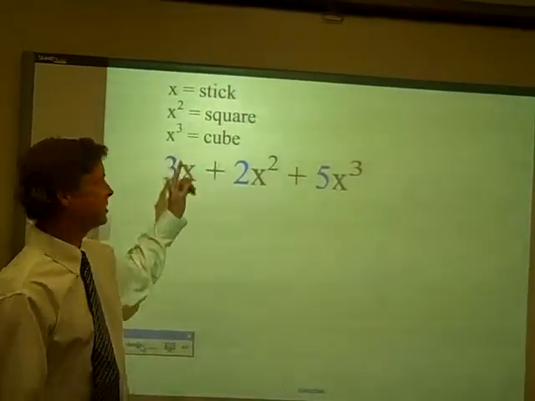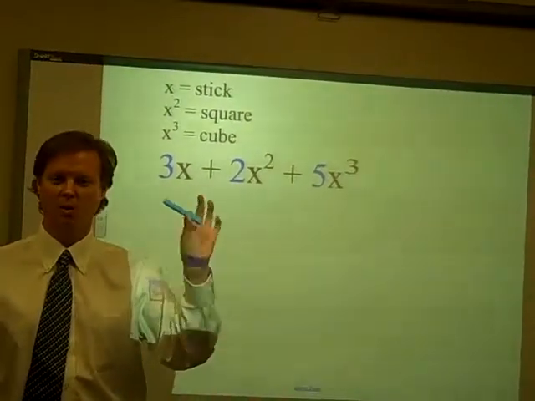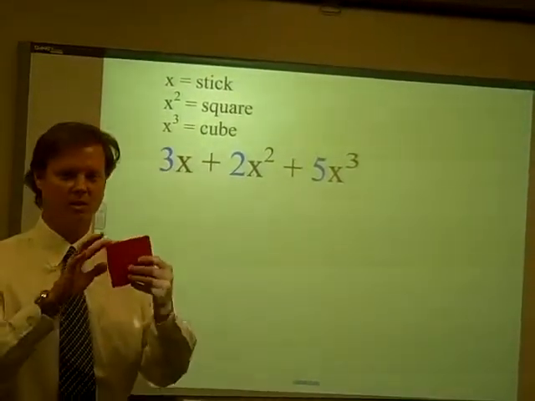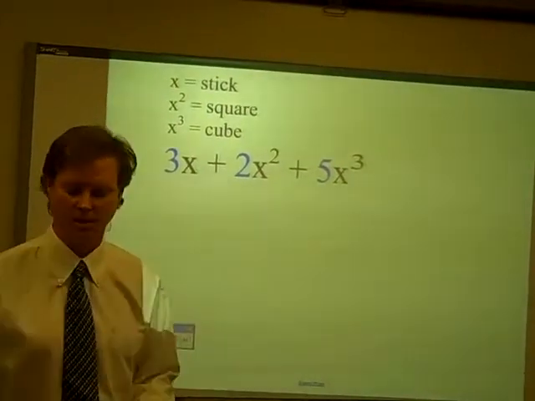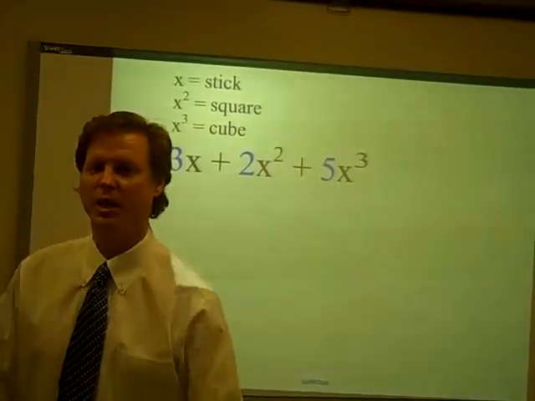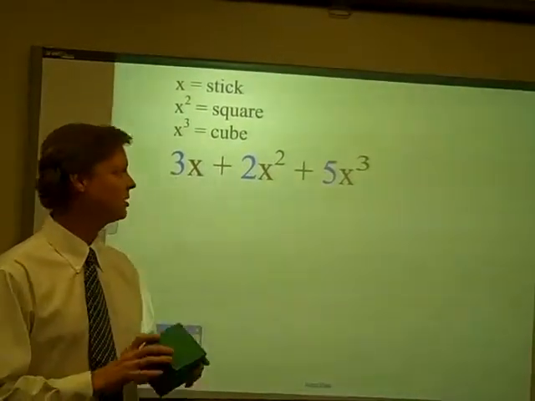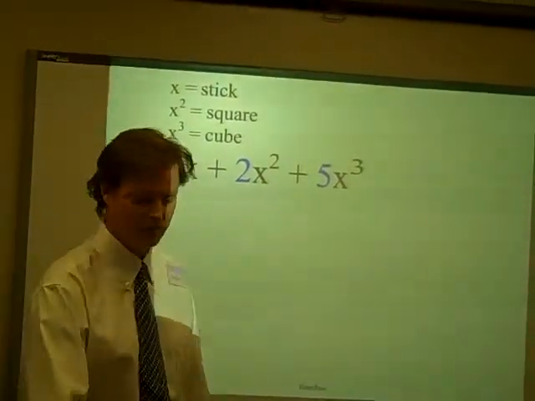So I've actually got some visual aids to kind of help us cement this down. The x is going to represent a stick or a one-dimensional object. The x squared would be something more like a square right here, a two-dimensional object. And the x cubed would be a three-dimensional object, one of these cubes right here. So these are not like terms.